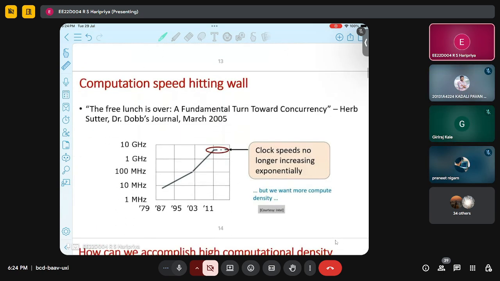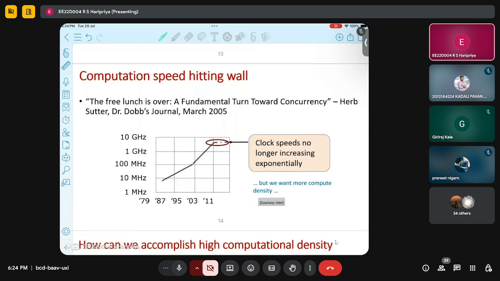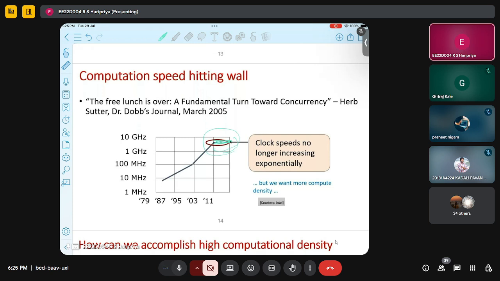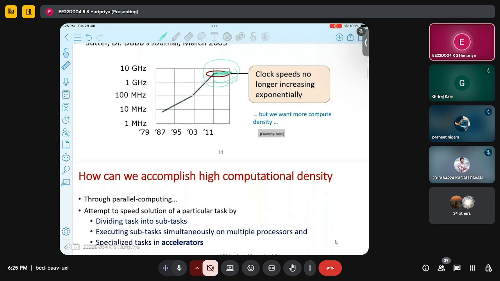So next, computation speed limiting. We cannot go on increasing the clock frequency because of the power factor, the Dennard scaling. The clock frequency is saturating. If we increase the clock frequency, the number of computations will increase, but we cannot go on increasing it. Hence, how can we overcome these bottlenecks?